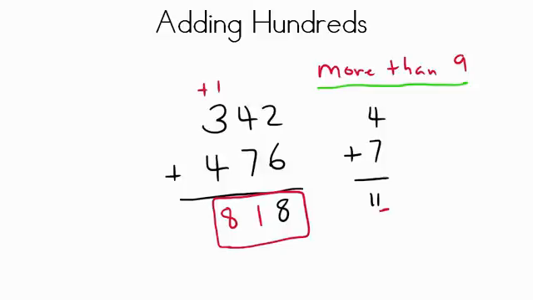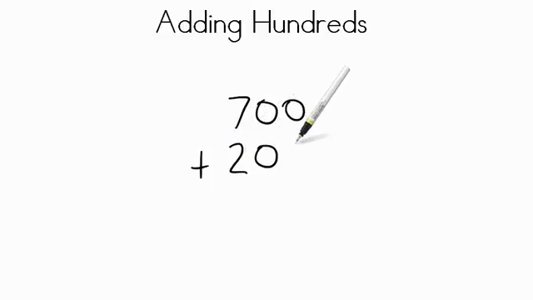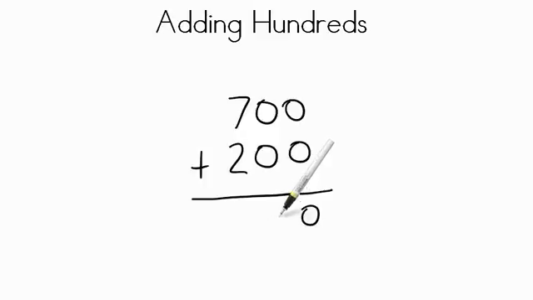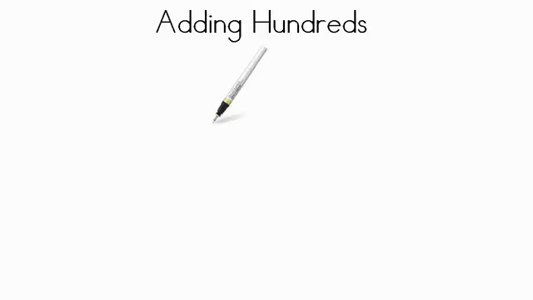Let's try another. I would like you to add 700 plus 200. What do we first add? That's right, we add the ones. If you got 900, pat yourself on the back. We have no ones, so that's still a 0. No tens, 0. 700s plus 200s, 900s, for a sum of 900 as your total. Nice work. Let's try this one.